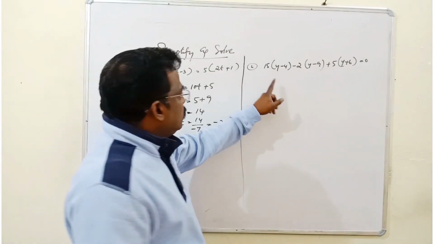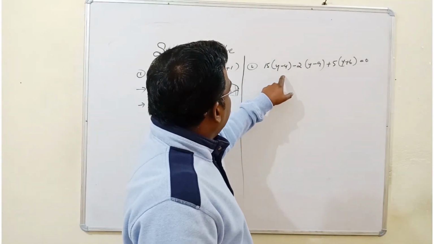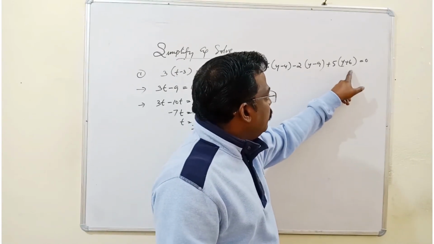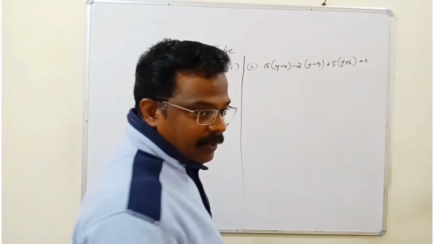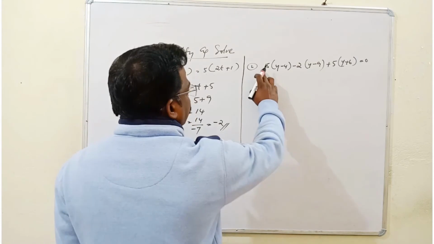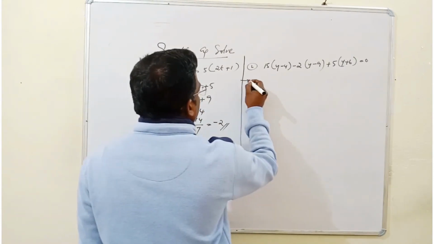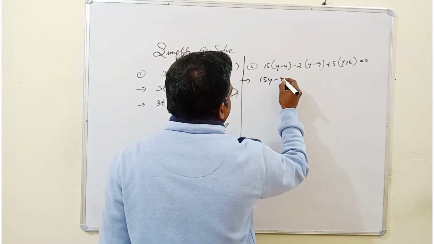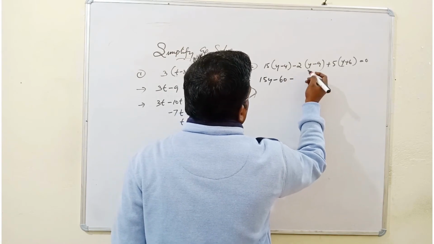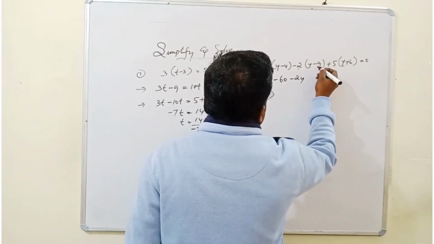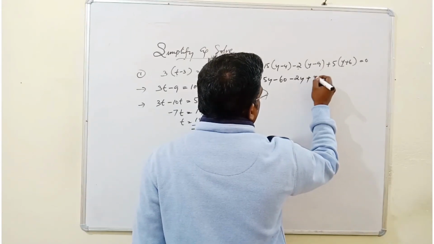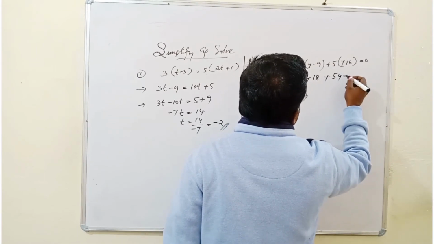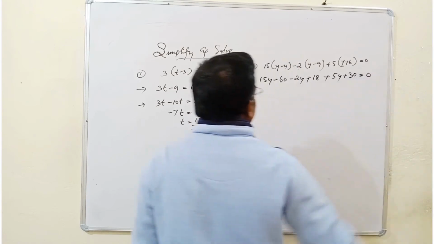Let us see another question. 15 into y minus 4 minus 2 into y minus 9 plus 5 into y plus 6 equals 0. So we have to form an equation from here. First we have to multiply these terms with the 15. 15 into y, 15y, minus 15 into 4, 60. Then minus 2 into y, minus 2y. Then minus 2 into minus 9, plus 18. Plus 5 into y, 5y. 5 sixes are 30, that equals 0.